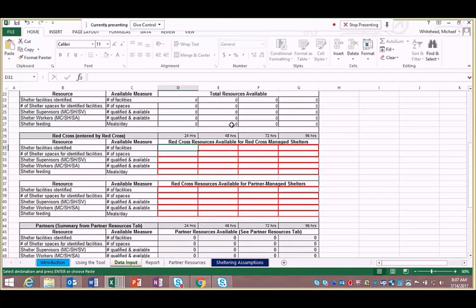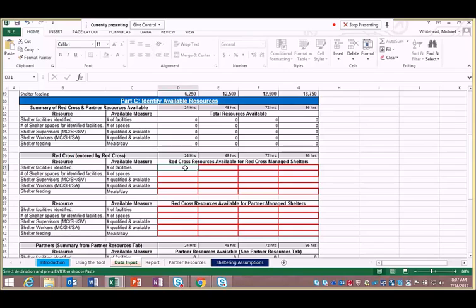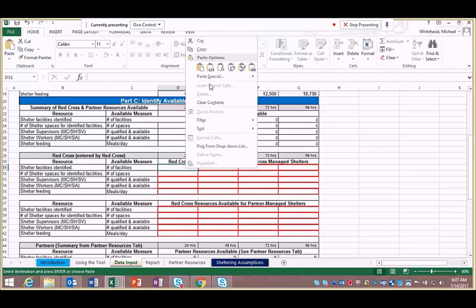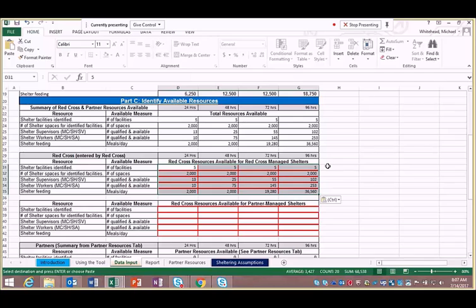We're here at Part C, identify available resources on the Sheltering and Feeding Planning Assumption tab. We're going to do a paste special by values. Bingo. Here we got the Red Cross resources available for Red Cross shelters, Red Cross managed shelters. If we have resources that we're providing for partner managed shelters, we'd enter those resources here.